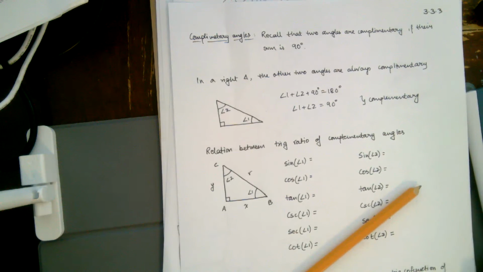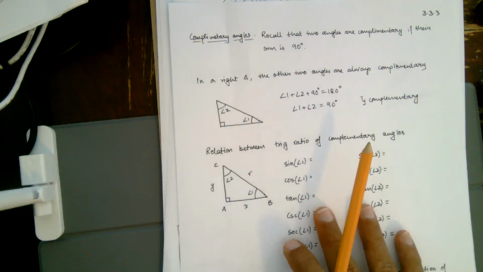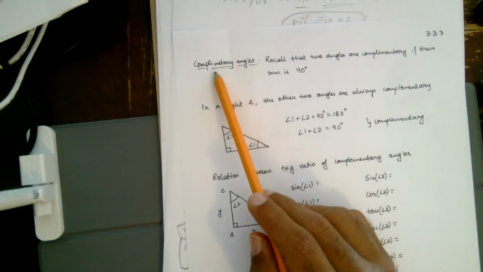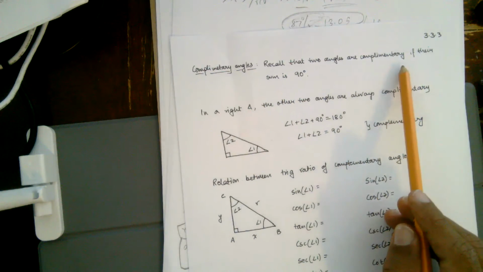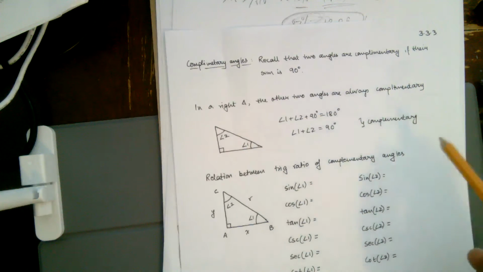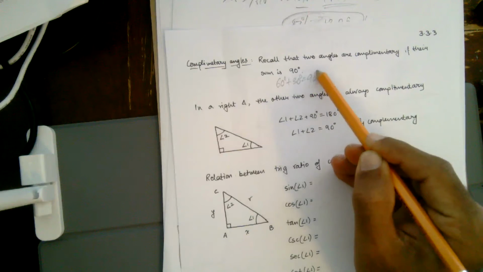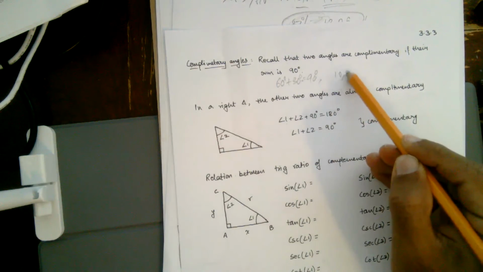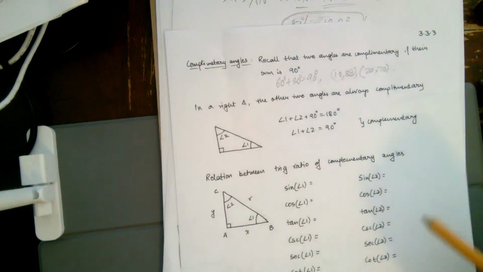Okay, second video for day 3. We are going to go back to a definition we learned in week 1, which is called complementary angles. These are angles whose sum is 90 degrees. For example, 60 and 30 equals 90. 10 and 80, 20, 70, etc. These angles are called complementary angles.